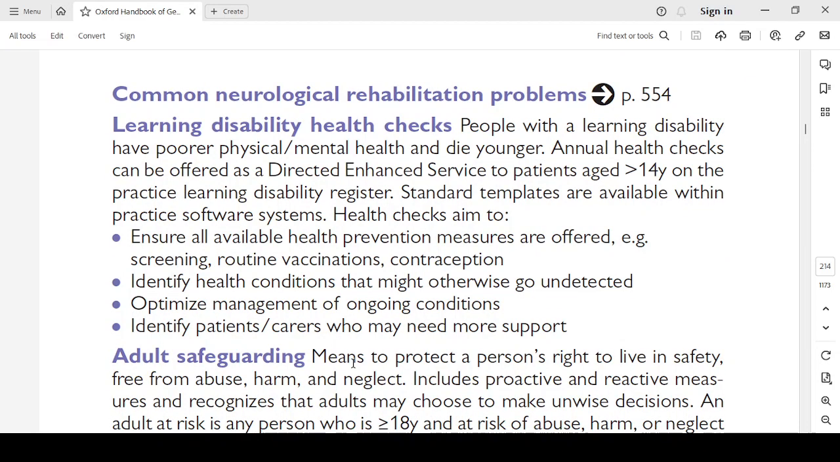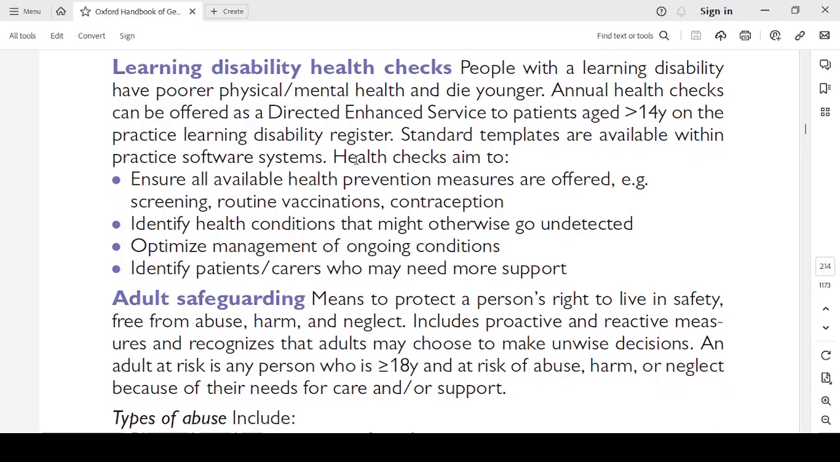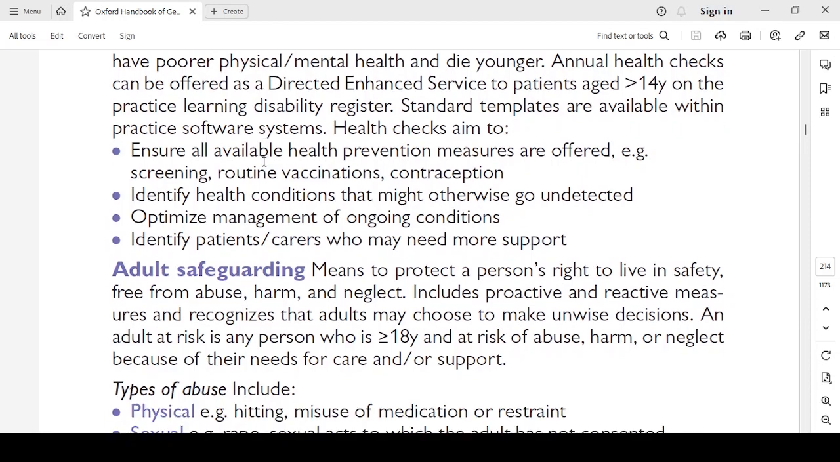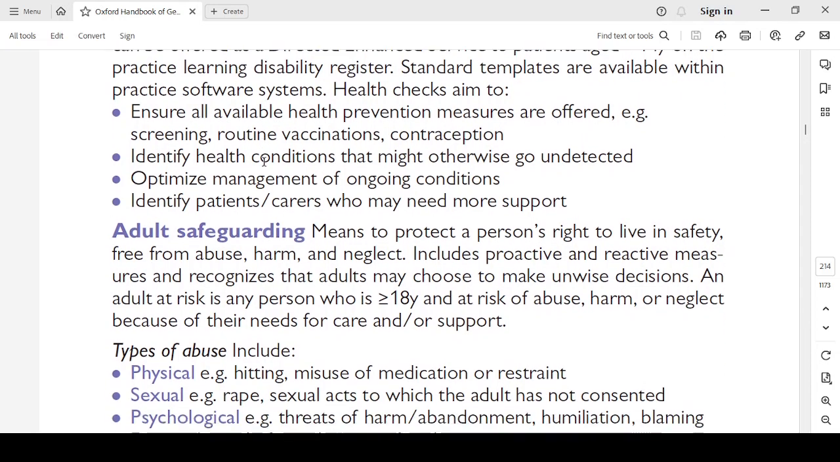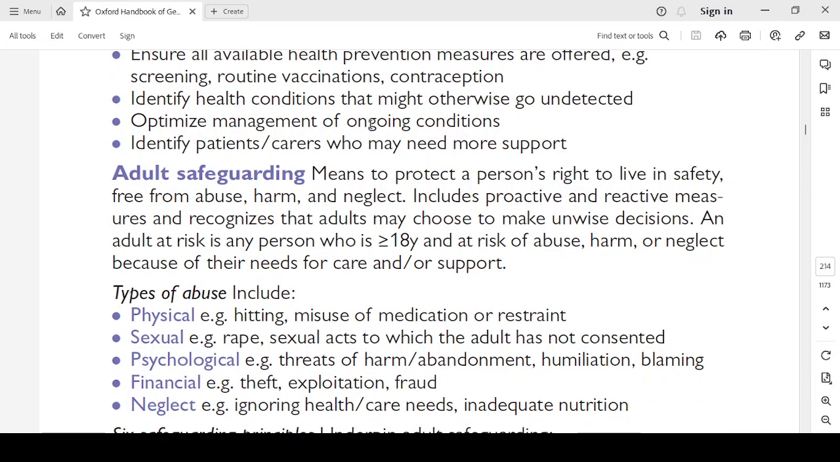Common neurological rehabilitation problems. Learning disability health checks. People with learning disability have poorer physical and mental health and die younger. Annual health checks can be offered as a directed enhanced service to patients aged more than 14 years on the Practice Learning Disability Register. The standard templates are available within the practice software systems. Health checks aim to ensure all available health prevention measures are offered, for example screening, routine vaccinations, contraception, identify health conditions that might otherwise go undetected, optimize management of ongoing conditions, and identify patients or carers who may need more support.